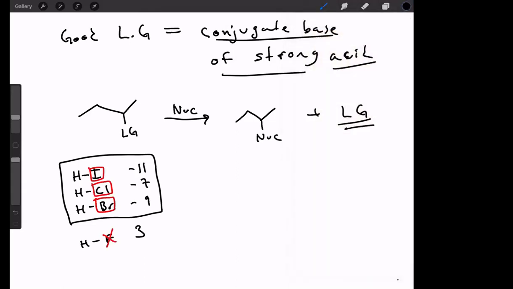So the next thing I want to draw is what else are some good leaving groups? This one is going to be pretty popular because we're going to be using it quite a bit. This is a sulfonic acid.